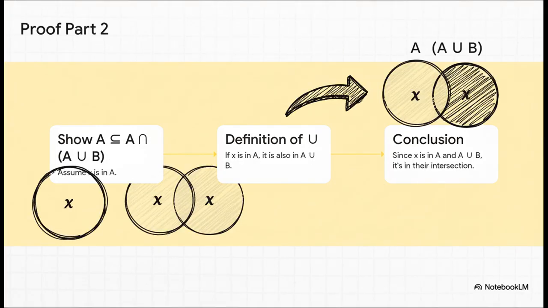Now for the other direction of our two-way street. We need to prove that A is a subset of that more complicated thing on the left. So this time, let's start by grabbing an element X from set A. Now think about it. By the definition of a union, if X is in A, it's gotta be in A union B, right? So now we actually know two things about our X. It's in A, and it's in A union B. So what does the definition of an intersection tell us? It tells us X must be in the intersection of those two sets.